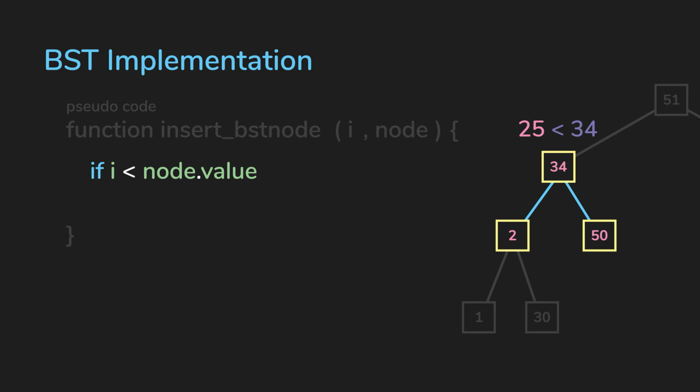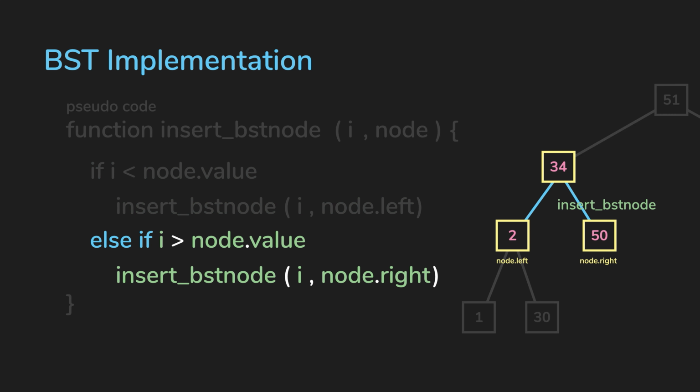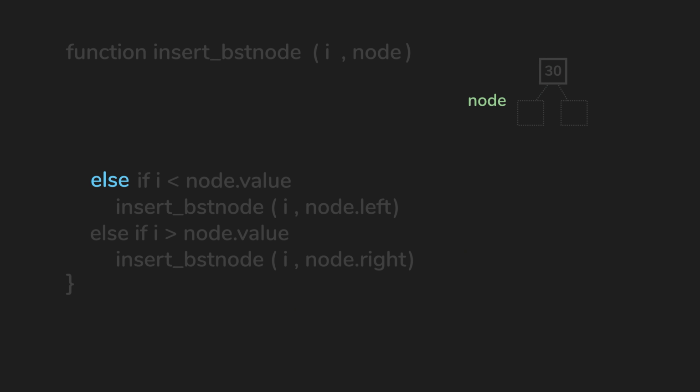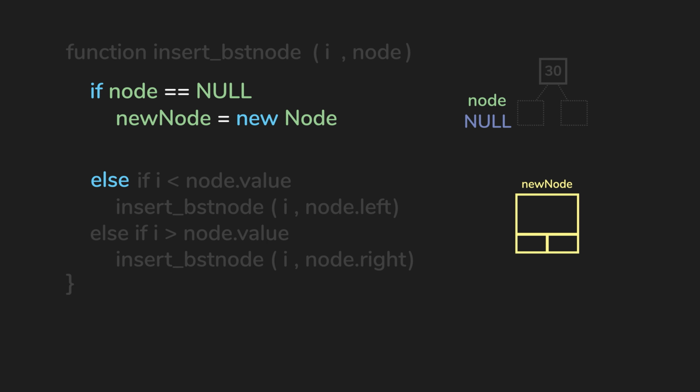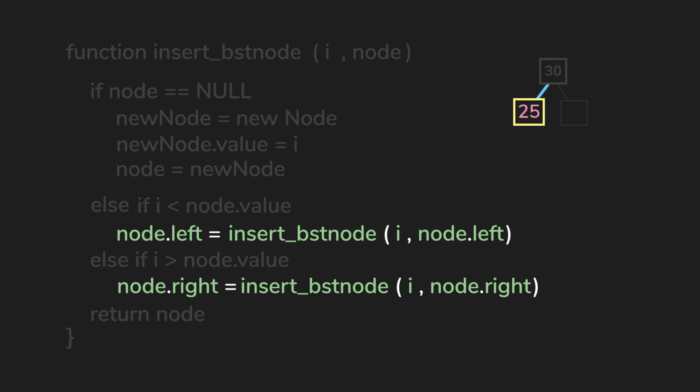If I is smaller than the current node's value, we call this function again on the left child, and if it's greater, we will call this again on the right child. So we are calling this function down the tree going left or right, and let's say we met an empty spot. We can say if node is null, create a new node and assign I as the value. Then we will set the new node as node and return it. By doing this, we can assign the new node to the left or right of its parent.